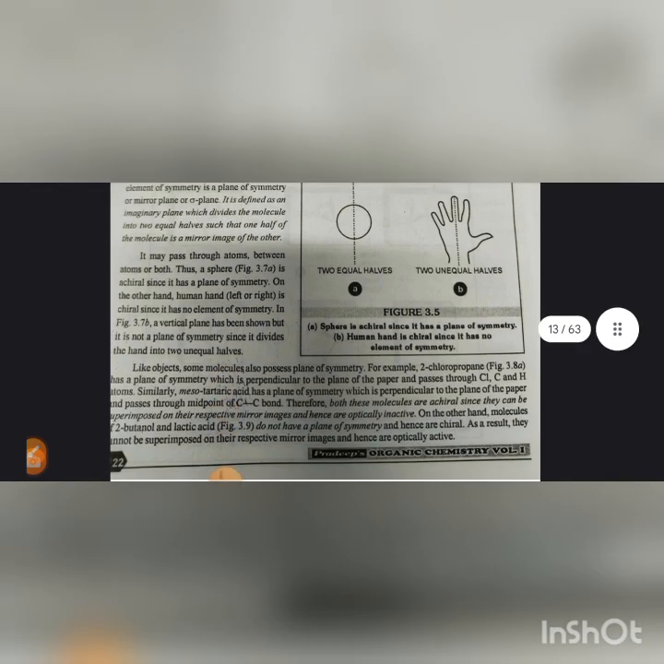The most commonly observed element of symmetry is a plane of symmetry, or mirror plane, or sigma plane. It is defined as an imaginary plane which divides a molecule into two equal halves such that one half of the molecule is a mirror image of the other. Like objects, some molecules also possess a plane of symmetry. For example, 2-chloropropane has a plane of symmetry which is perpendicular to the plane of the paper and passes through Cl, C and H atoms.